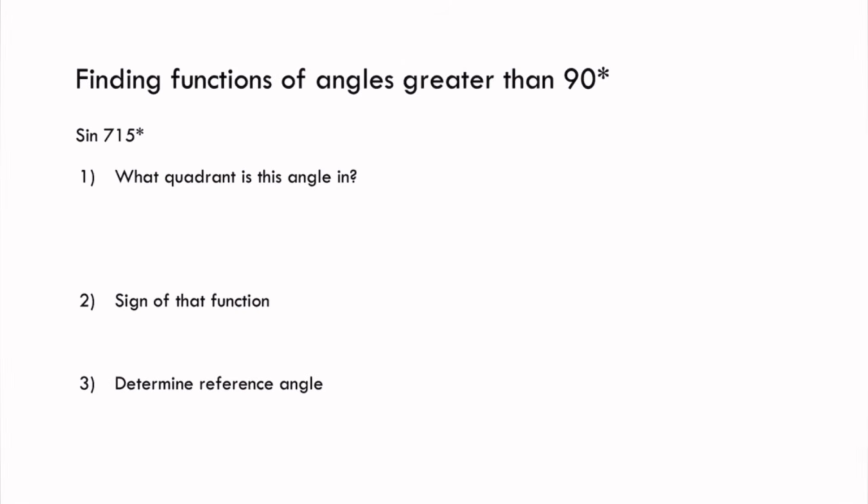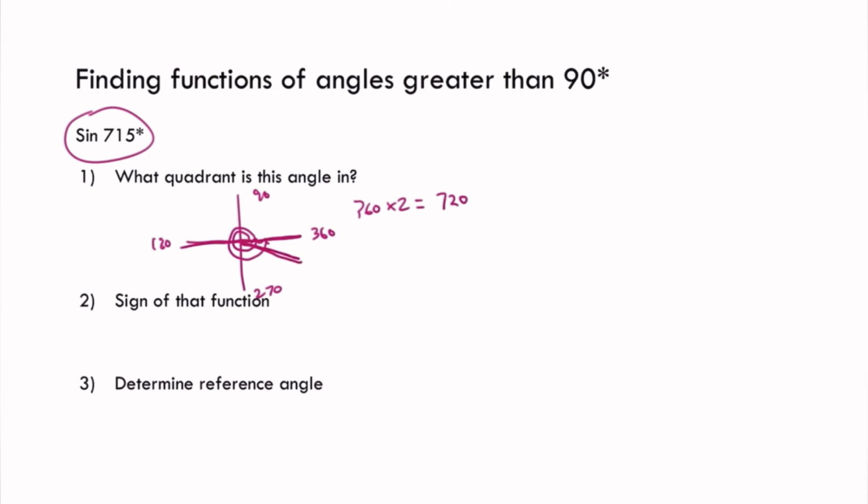Find the functions of angles greater than 90 degrees. So right here we have the example sine of 715. First, we have to find what quadrant this angle is in. If we have this axis right here, and we know that this is 360, this is 90, 180, 270, and if it goes around one time, it's 360. If it goes around 2 times, it's 360 times 2, which is equal to 720. So angle 715 would be somewhere around here in the 4th quadrant.